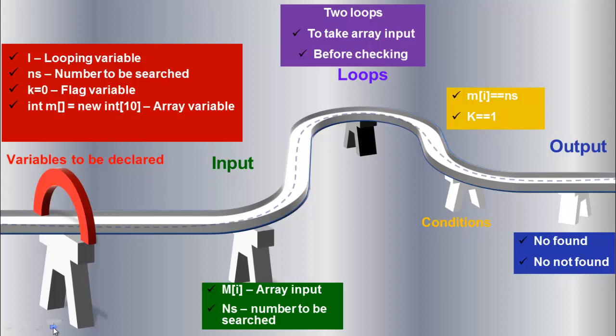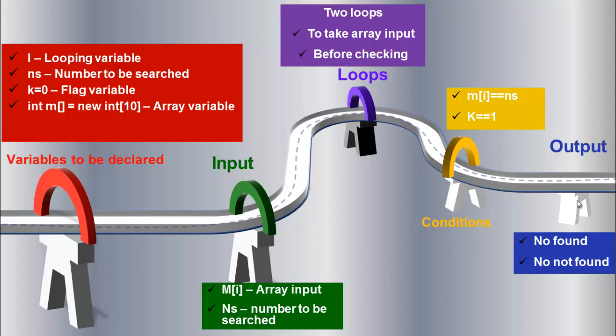Okay. The second one is what are the inputs that we are going to give. We have 2 inputs. One is m[i], which is array input. The next one is ns, which is the number to be searched. The third one is a looping variable. Again, we have 2 loops. One is to take the array input. Another one is before checking we will be using a loop. And the fourth one is we are comparing with 2 conditions. One is m[i], that is array variable, is compared with the number to be searched, and the second one is k equal to 1, that is a flag character which is forcibly made to 1.